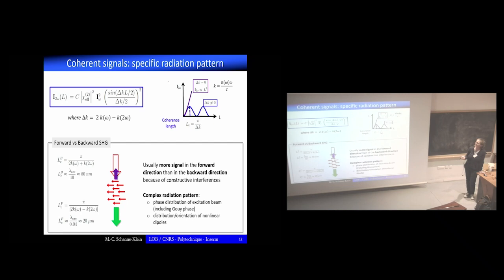Another issue with this coherent signal is the coherence length. So you see we have interference between all the nonlinear dipole radiations, and it's not the same in the forward direction and in the backward direction. In the forward direction, if there is not too much dispersion, the coherence length is very long, and we have almost mainly constructive interferences. While in the backward direction, the coherence length is practically very small. So usually we have a very low signal, except if we have, for example, a reversal of the polarity on the size of the coherence length, so if we have some very specific distribution of the nonlinear dipoles. So it means that it's complex.